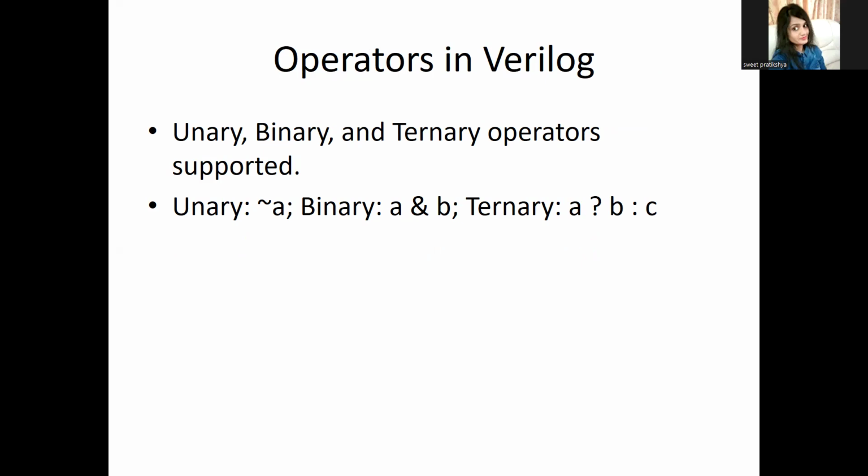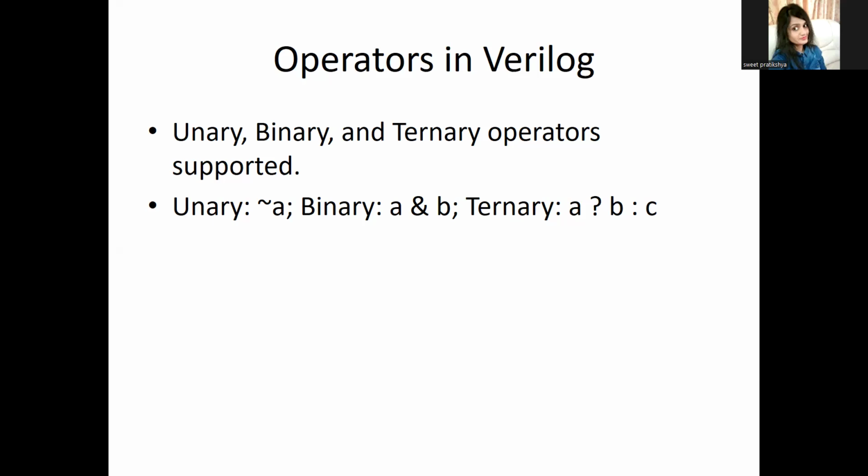In the next slide, we are going to learn about the various operators used for Verilog coding. There are three different types of operators, namely unary, binary, and ternary operators. So what are unary operators? Those which require one operand. Example, negation of A. That is, negation is used as a not.